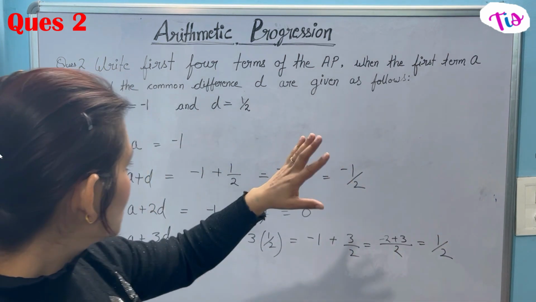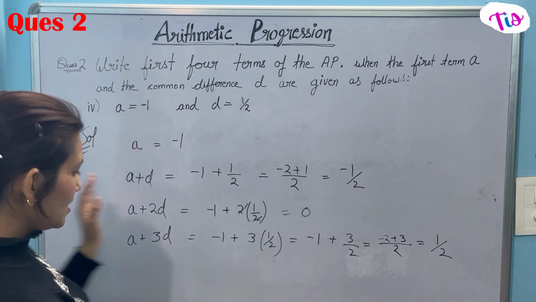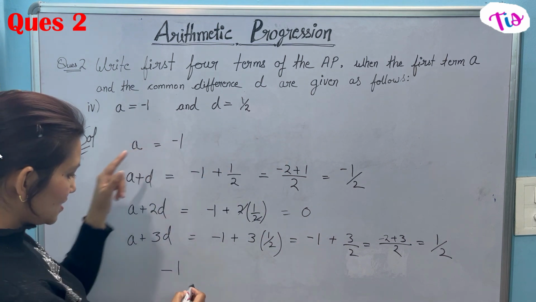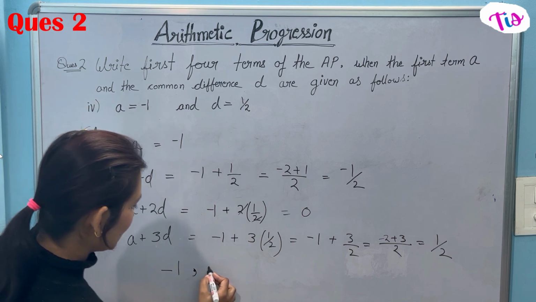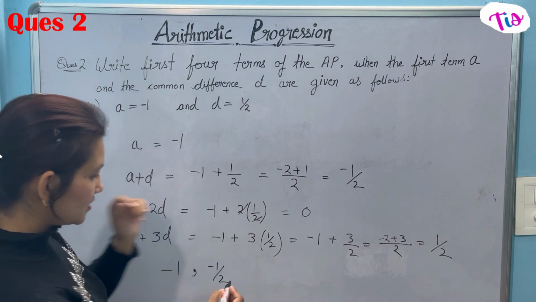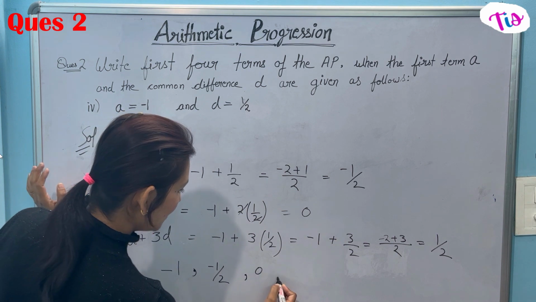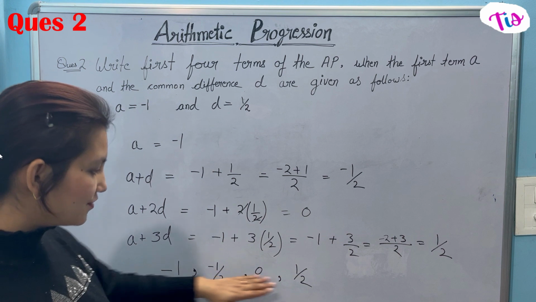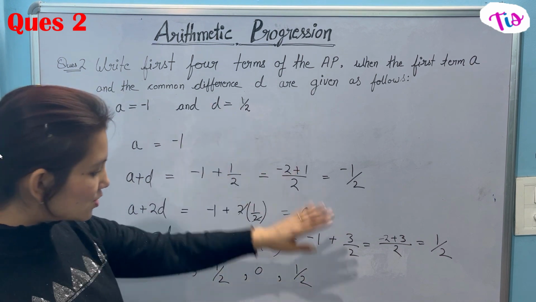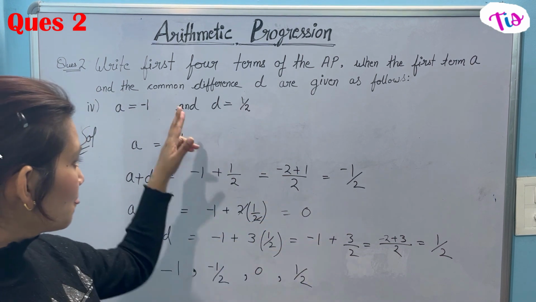So what are the first 4 terms of this AP? The first 4 terms are -1, the second term is minus half, the third term is 0, and the fourth term is half. As you can see, all these terms have a difference of half. That is the common difference. So these are the first 4 terms of this AP.